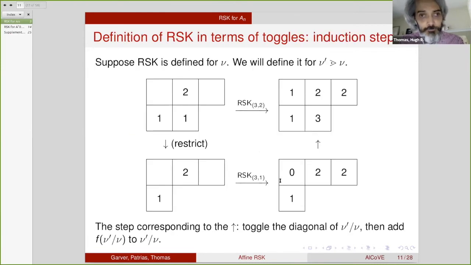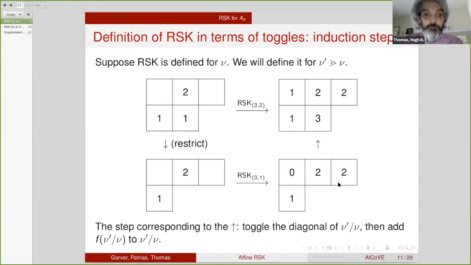Anyway, so how did we define RSK in terms of toggles? There's an induction step where we suppose that RSK is defined for some partition, and we want to define it for a partition that includes one more box. So in this case, we're supposing we already have figured out what the RSK for 3.1 is, and we want to figure out what RSK is for 3.2. So the way we do that is we take our filling of shape 3.2, and we just forget the box that isn't in 3.1. So now we have a filling of 3.1. So we can apply RSK, and we get this guy.